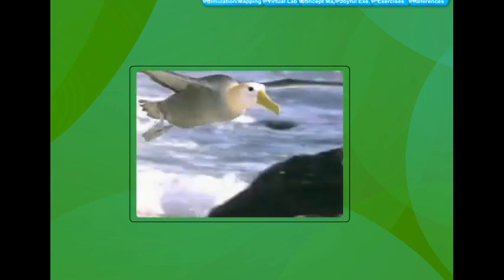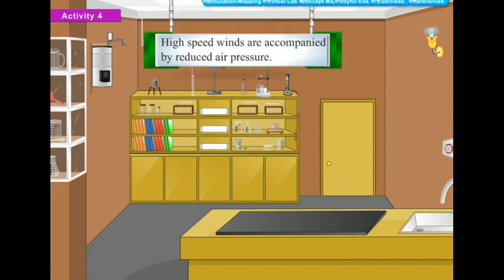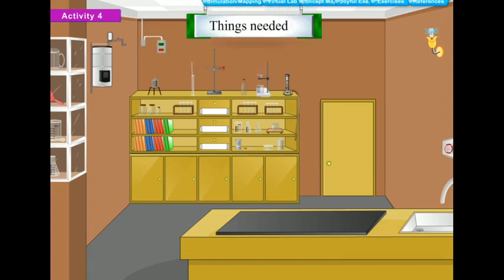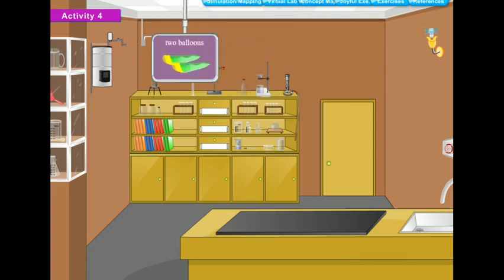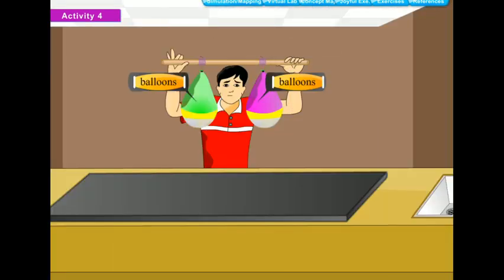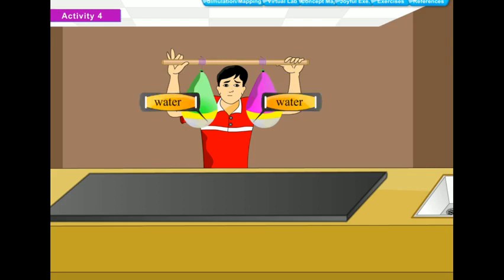Activity 4. High-speed winds are accompanied by reduced air pressure. Things needed: two balloons of equal size, stick, thread, water. Method: We take two balloons of equal size. Fill a little water into both the balloons to make them slightly heavier and more stable. Inflate both the balloons by filling air into them and tie their mouths properly with strong threads.